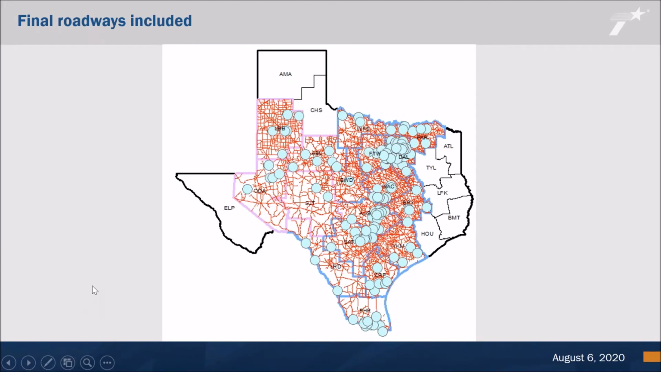But here's what the final roadways look like with the city buffers. Those red roadways are everything that is currently being included in our adopted acreage, and the blue buffers are the locations where we would not be assessing plots for safety reasons.